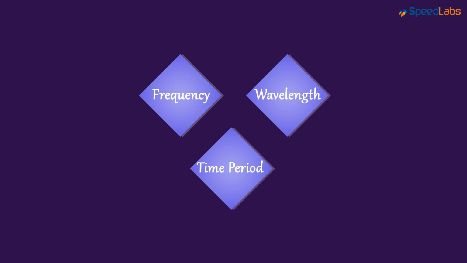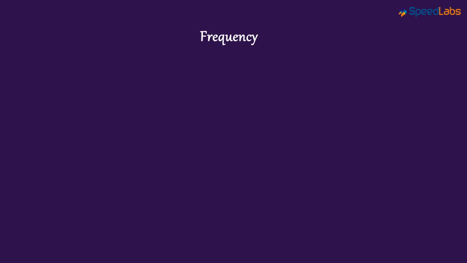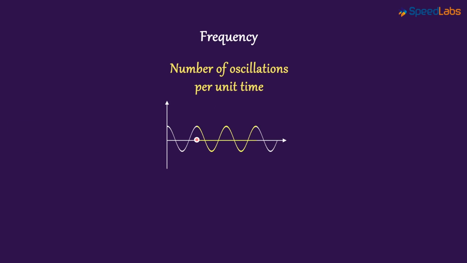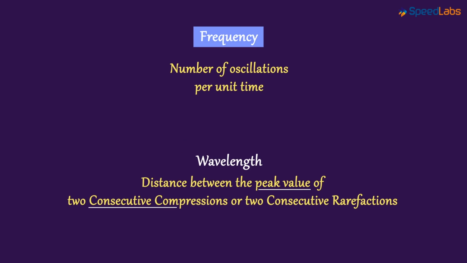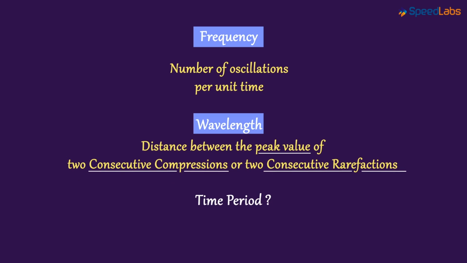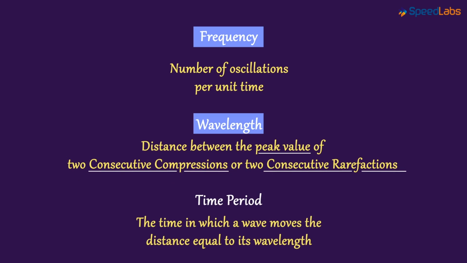Let's do a quick recap here. We understood the concept of frequency, wavelength, and time period of a sound wave. The frequency is nothing but the number of oscillations per unit time. If we can count the number of oscillations passing through a fixed point in 1 second, that will be the frequency. And wavelength? The distance between the peak value of 2 consecutive compressions or 2 consecutive rarefactions is called the wavelength. And what about the time period of a sound wave? It is the time in which a wave moves the distance equal to its wavelength.